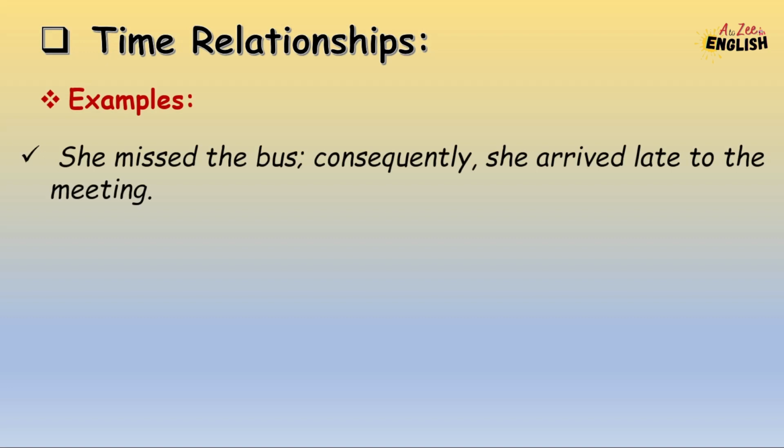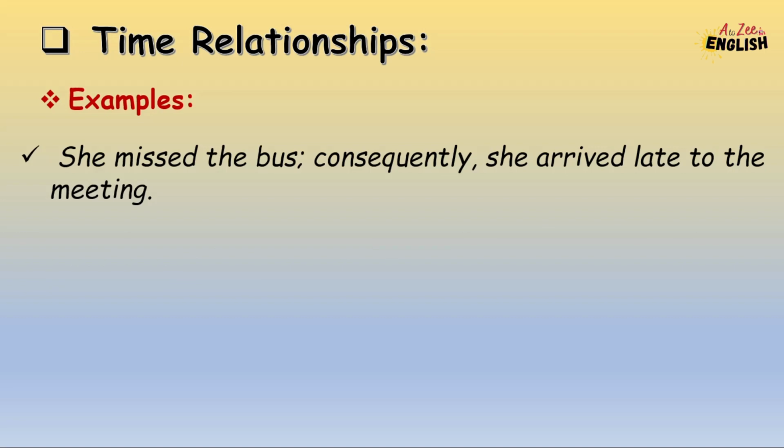The first one is: She missed the bus, consequently she arrived late to the meeting. Here consequently is the connector, highlighting that one event naturally led to the other. Missing the bus is the initial cause and the effect is arriving late to the meeting.